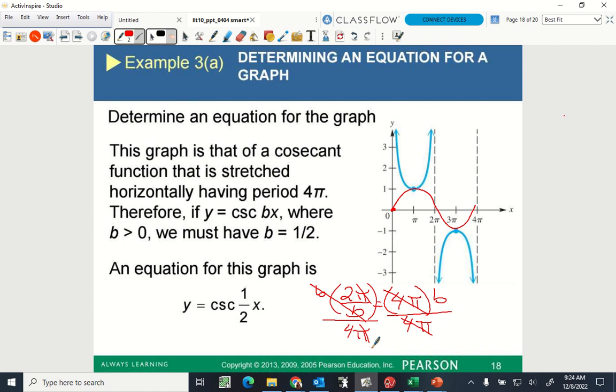And so that's why I was able to get this here. So my b, and since we said this starts off as a sine, and it's the reciprocal of sine, that's going to give me cosecant. So it's csc of my b value, which is 1/2 x.